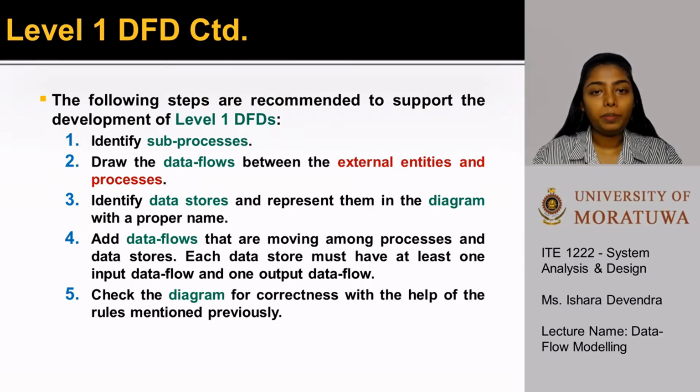First, identify sub-processes. Then, draw the data flows between the external entities and processes. Identify data stores and represent them in the diagram with the proper name. And add data flows that are moving among processes and data stores. Each data store must have at least one input data flow and one output data flow. Finally, check the diagram for correctness with the help of the rules mentioned previously. So this is how we can create a level 1 data flow diagram.